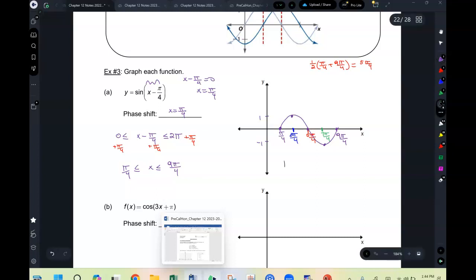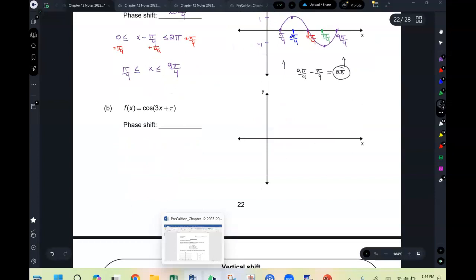Okay? Now, let's look at one other thing. Take a look at the very beginning and the very end of this, right? What's the distance from the beginning to the end? So basically that's 9 pi over 4 minus pi over 4, right? That distance. How much is that? 2 pi. And what was the period? 2 pi. So those always have to be the same. Do you see that? Do you see where they all fit in? Okay? Okay. All right, so let's take a look at this one.